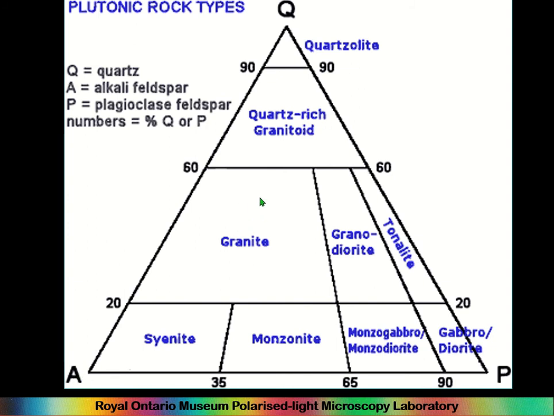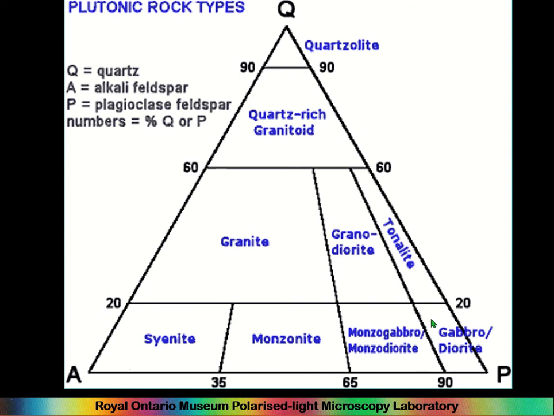So granite is sort of in the middle, with quite a lot of quartz, quite a lot of alkali feldspars, and some plagioclase. Right here would be equal amounts of each. Right in the middle, we see. It can come over here and become granodiorite, tonalite. Granite is a very common rock.